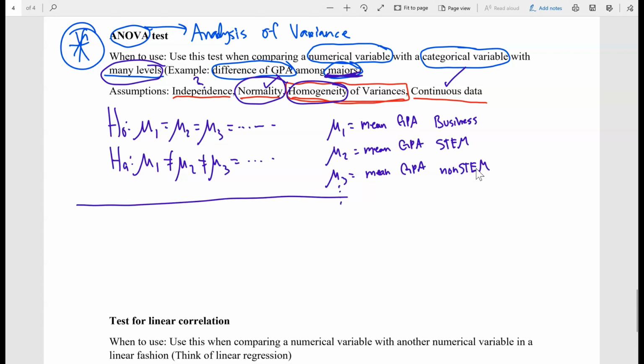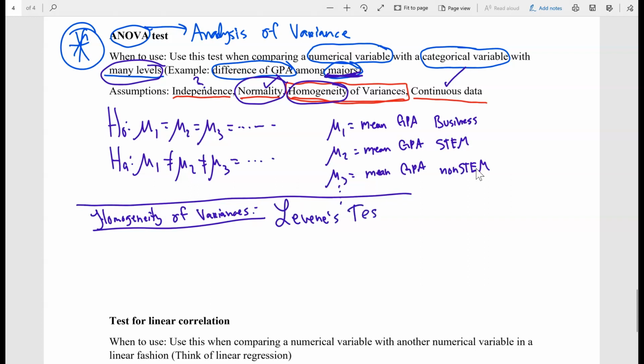So the way that you do that is the following way. How do you test for homogeneity of variances? There's many different ways to do this, but the fancier way is something called the Levene's test. And I'm going to show you how to do it.